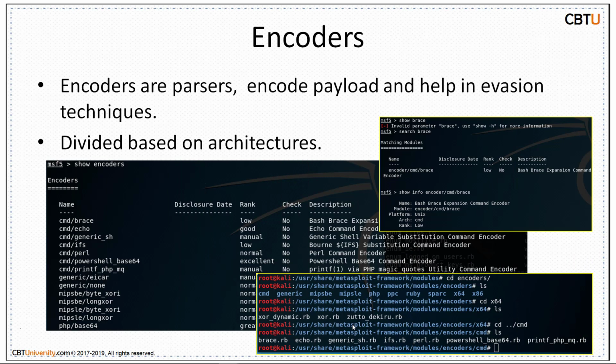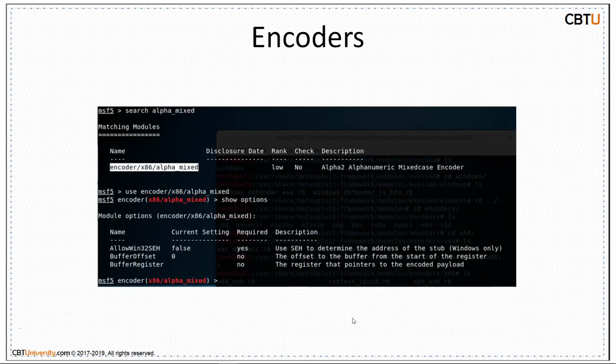Encoders are used in evasion techniques to bypass the security controls. Encoders encode the payload to avoid detection by firewalls and other security mechanisms. Encoders are categorized based on the architecture, like x64, x86, etc. This is the alphanumeric mixed case encoder.